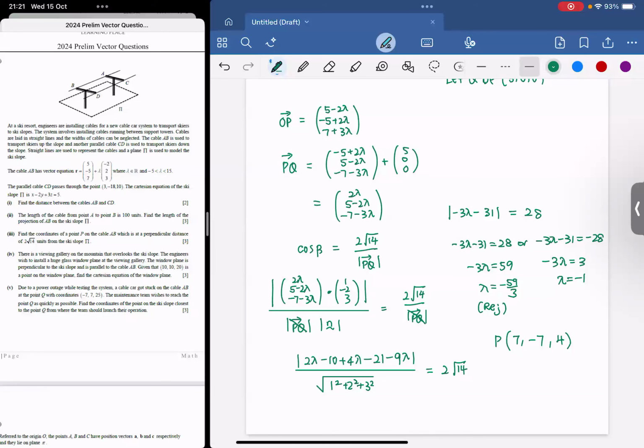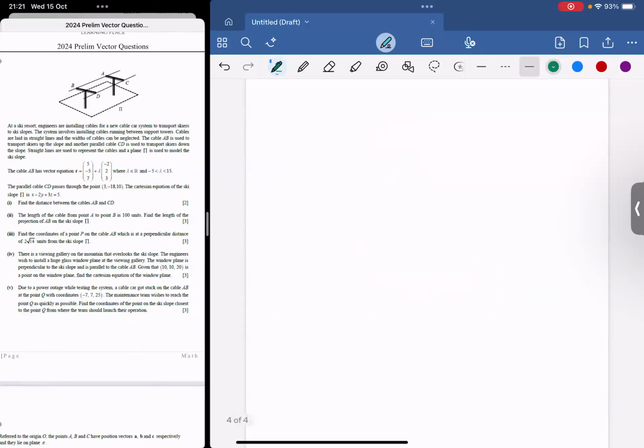Okay, let's move on to the next one. Question part 4. There is a viewing gallery on the mountain that overlooks it. The engineer wished to install a huge glass panel. The window plane is perpendicular to that and parallel to that. Given that this is on the point, find the Cartesian equation.